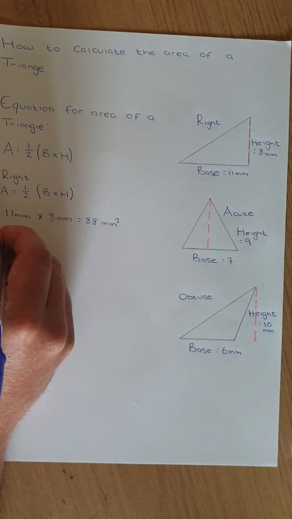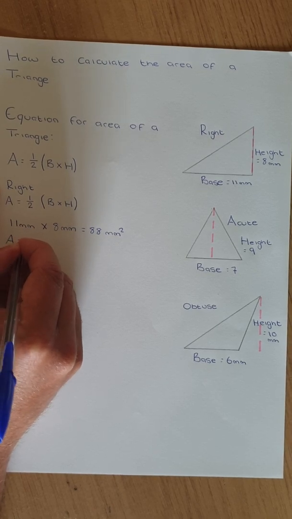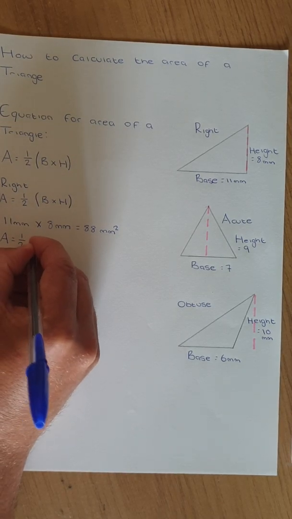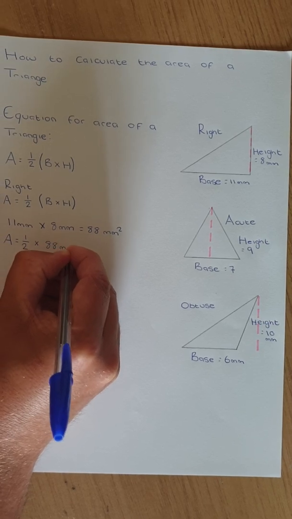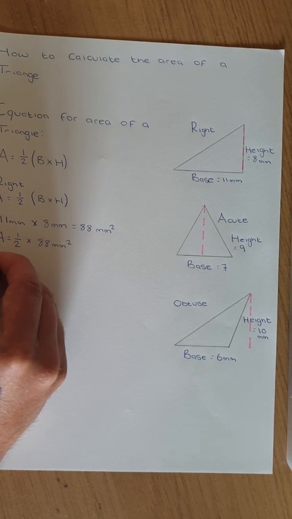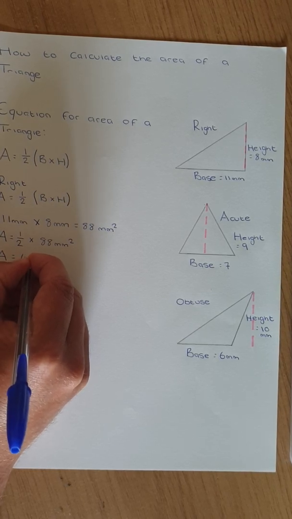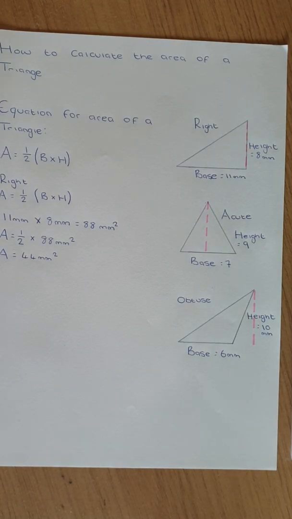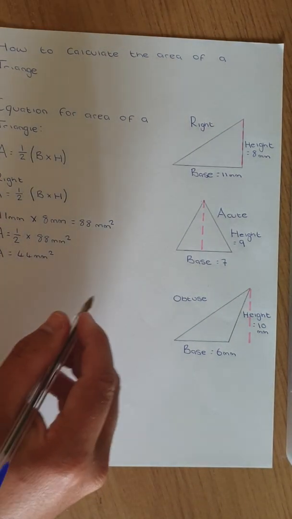So then we have A equals 1 divided by 2 times 88 millimeters squared, which then equals A equals 44 millimeters squared. So that is the area for this right triangle. Now we will do acute.